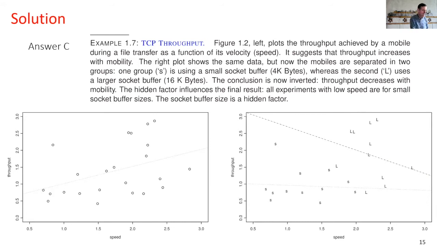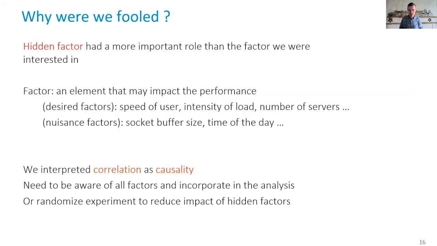So in other words, if I reveal the socket buffer size, I see that speed has a negative impact on the metric, the throughput. So the conclusion that we had is inverted here. So why were we fooled? Well, this is the pattern called the hidden factor. There was a hidden factor that played a role in the performance, affected the metric importantly.